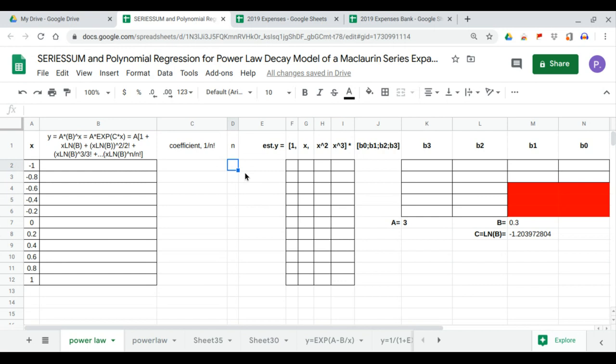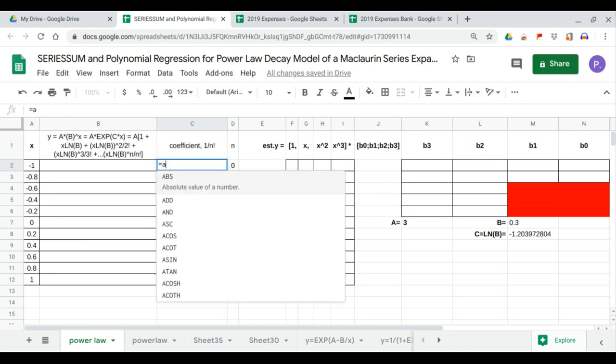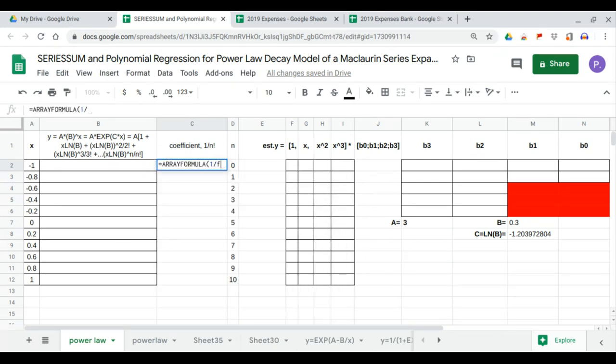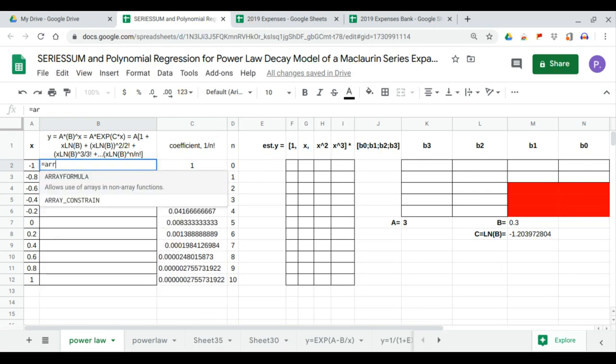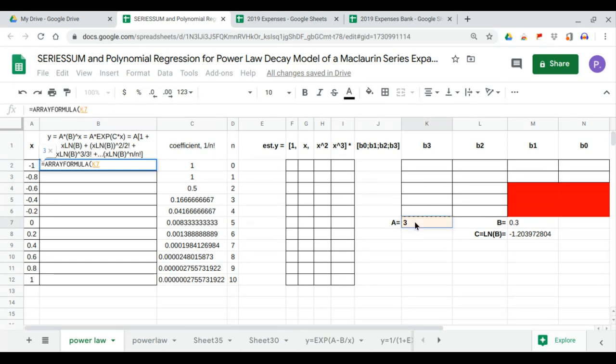So we have our values of the power, which start from 0, incremented by 1, and we will assign up to n equal to 10, and we enter the coefficient part, the factorial part of our formula, 1 over factorial of the values of n. Then we can complete the series sum, which is a formula of A, which is 3, times the series sum of x times ln b, which is negative 1.2. And the power will start from 0, incremented by 1, and the coefficients will be this range.